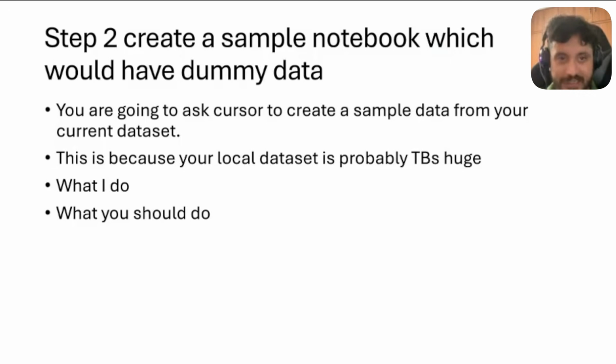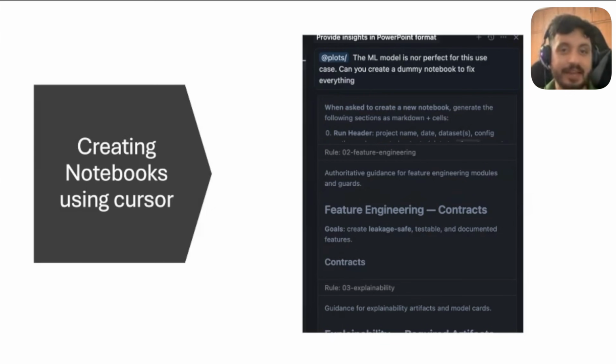So let's just stick to the data ingestion layer here. Now, creating a notebook using Cursor. Cursor has something unique called feedback in code. It can look at code, but code is very hard. With data science, the entire workflow changes. Suddenly you have plots to look at, PPTs to look at, Slack messages to look at, and other things. Interestingly, because all of your plots are saved in the plots file, you can just tell Cursor, hey Cursor, the ML model is not perfect for this use case. Can you create a dummy notebook to fix everything?